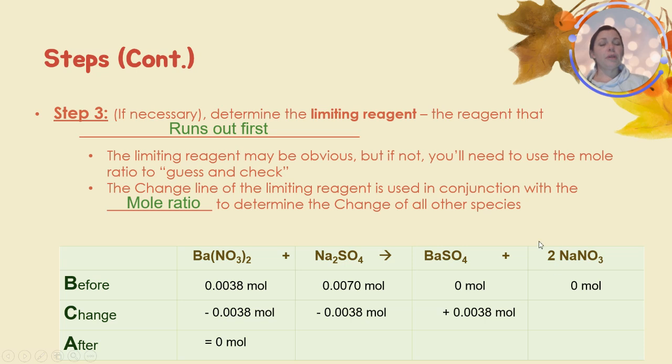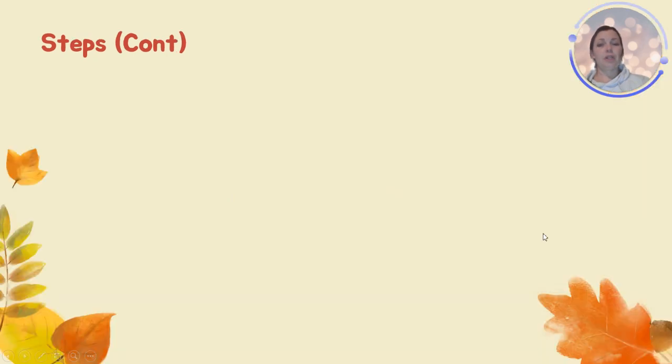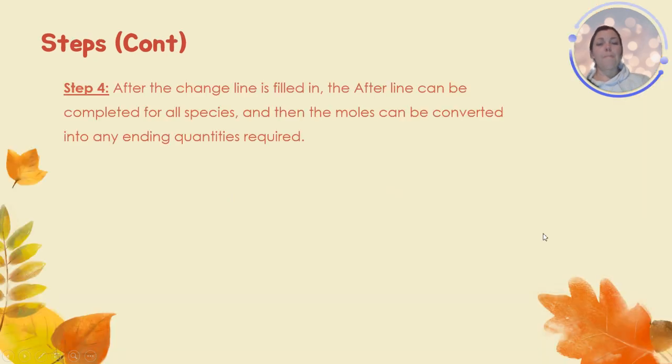But then notice that over here for our sodium nitrate we have a 2. And so we need to take our molar amount of our limiting reagent, so that's the 0.0038. We need to multiply it by 2. And so what we're going to get there is 0.0076. Okay, so now we've got our change line filled in. And so now we can do the after line.